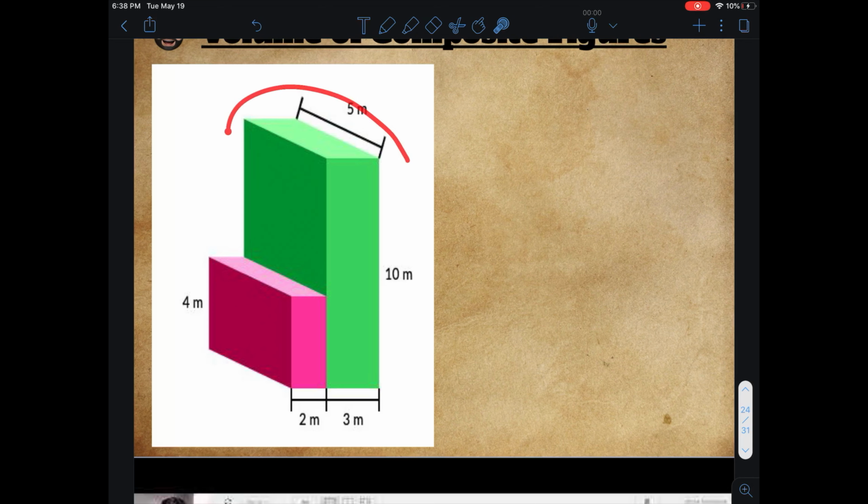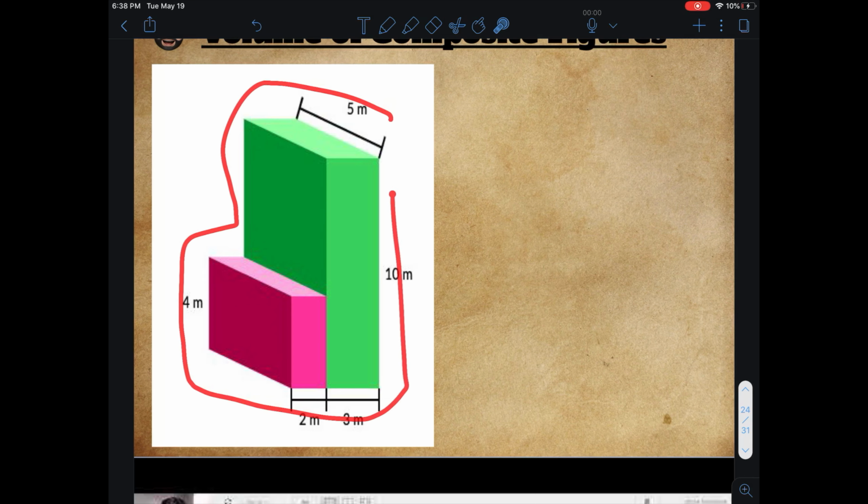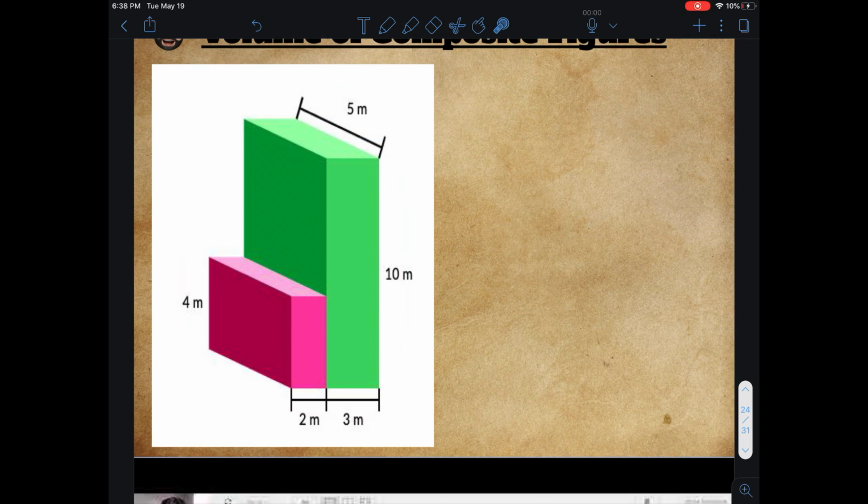If you look at the green section right here, that's a rectangular prism. This pink section right here is another rectangular prism. All they've done is taken these and stuck them together. So what you're really doing is figuring out the volume of this rectangular prism and then the volume of this rectangular prism, and then you're just going to add them together. It's like two different volume problems stuck together, and it's up to you to stay organized.